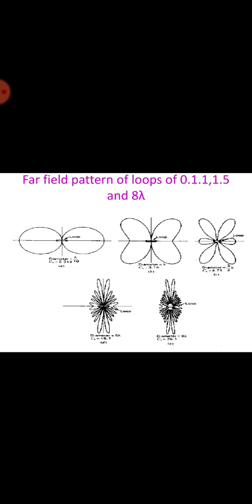It is to be noted that the field exactly normal to the loop is always 0 regardless of the size of the loop.